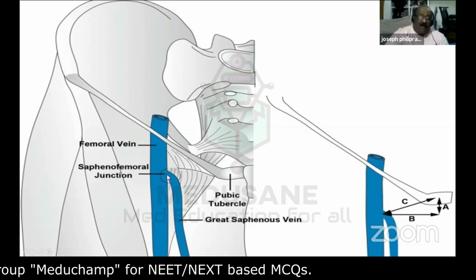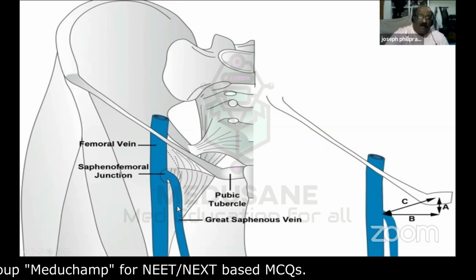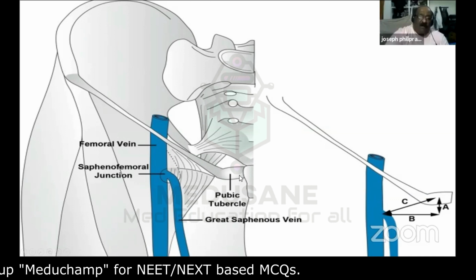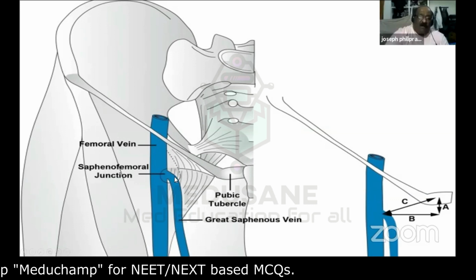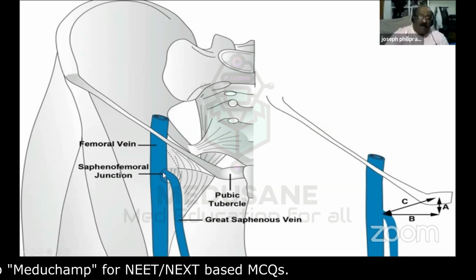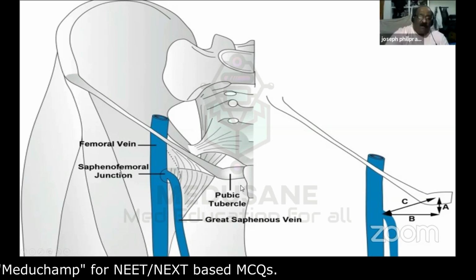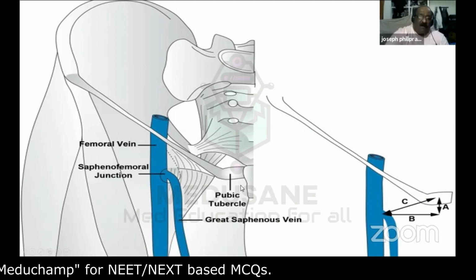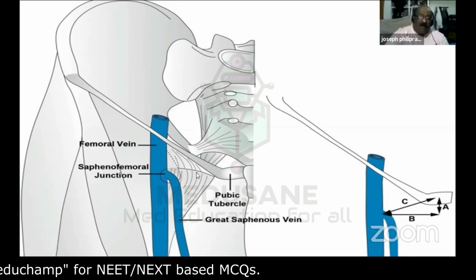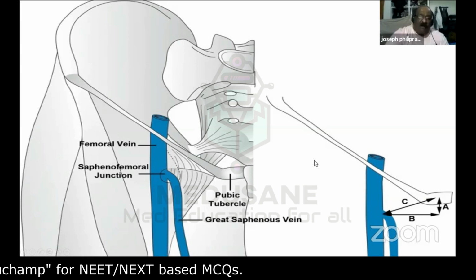So this is very clear. You must be able to locate this. And this can also be shown by tying a tourniquet here. And this is known as the Trendelenburg test. So the Trendelenburg test is to make out what is the level of incompetence and is it the saphenofemoral junction. So this is basically anatomy.